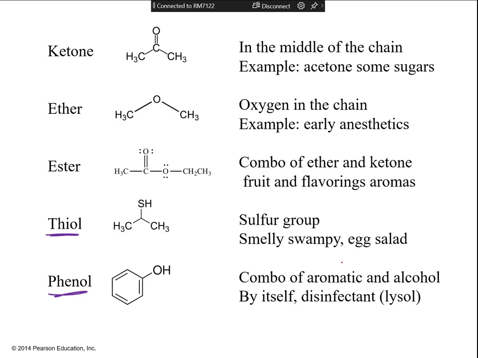So these are oxygen-containing groups, and they're always in the middle of a chain. You're not going to find a ketone, an ether, or an ester on the end like you do the aldehydes and the carboxylic acid.